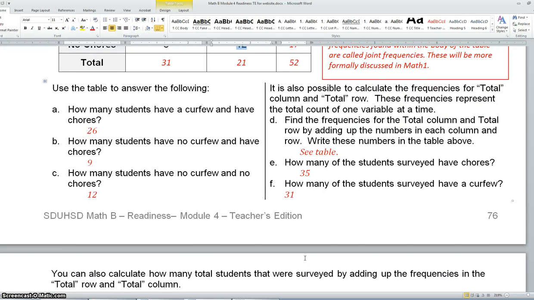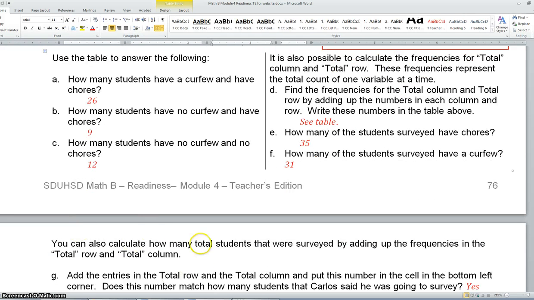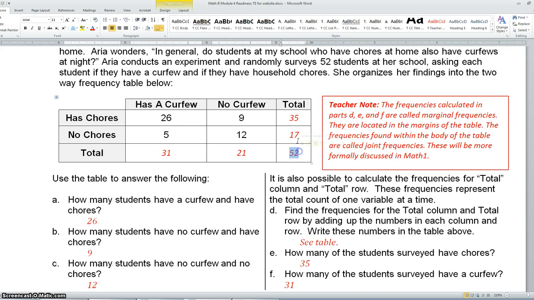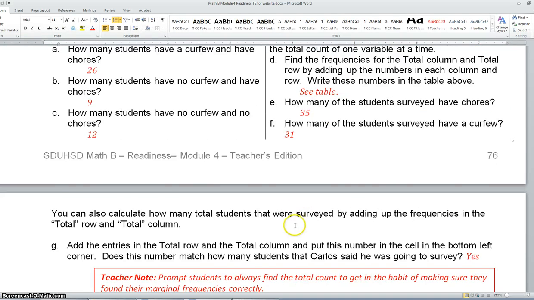Okay, let's move on. And that's basically what this is saying here, that you can calculate how many total students there were by adding the total row and column. Add the total row and column, put the number in the bottom left. Does this number match how many he was going to survey? In other words, 52. Does that match the 52 in the total here? And the answer to that, of course, is yes.